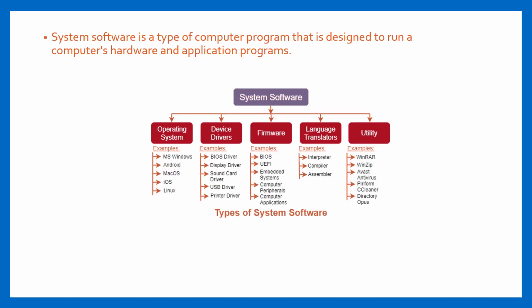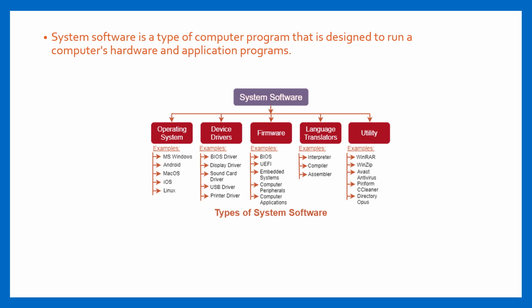System software. System software is nothing but a type of computer program that is designed to run the computer's hardware and the application programs. In order to make the computer hardware run, these system software are being used. And there are different types of system software like operating system, device drivers, firmware, language translator, and utility.